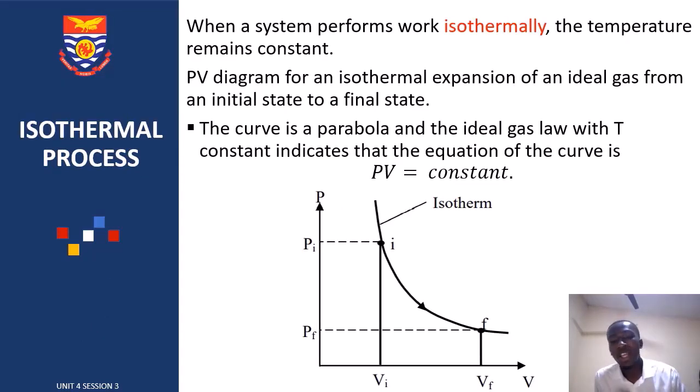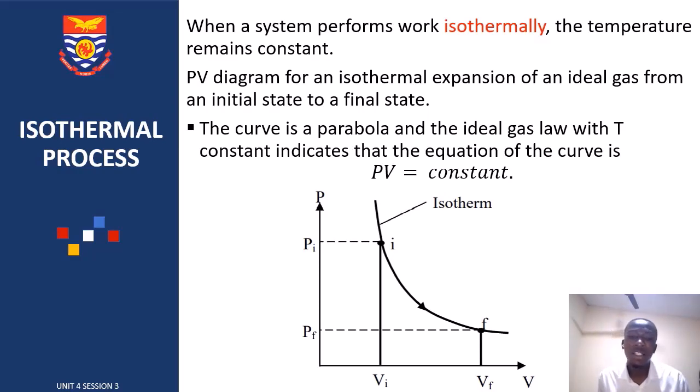So, anytime a system performs work isothermally, we say temperature remains constant. Now, supposing we put an ideal gas in a piston cylinder and allow it to expand quasi-statically at constant temperature. Other parameters change from the initial values, say Pi and Vi, to final Pf and Vf. The process is described by the diagram shown here.